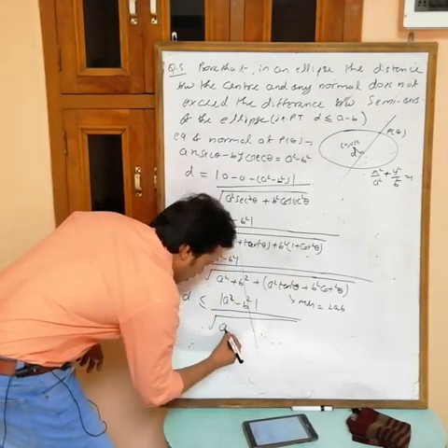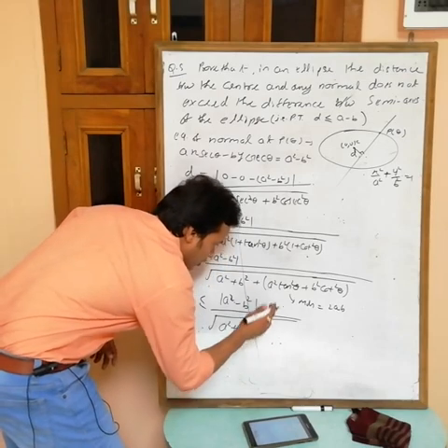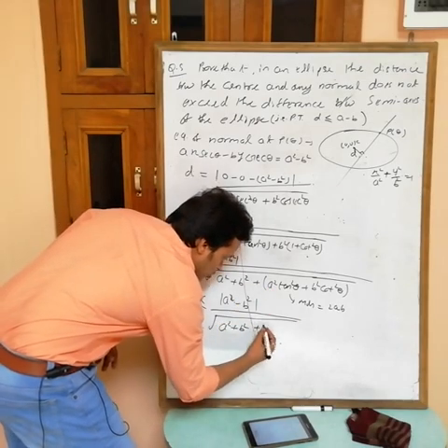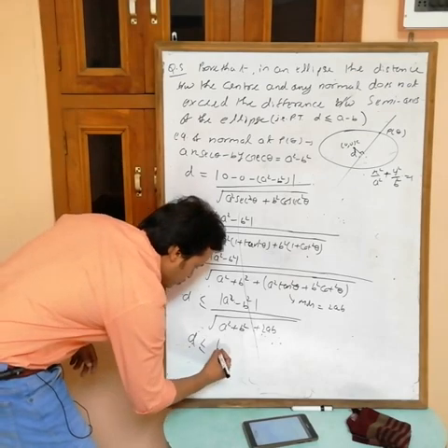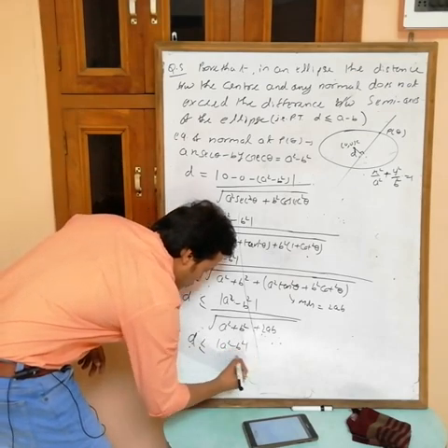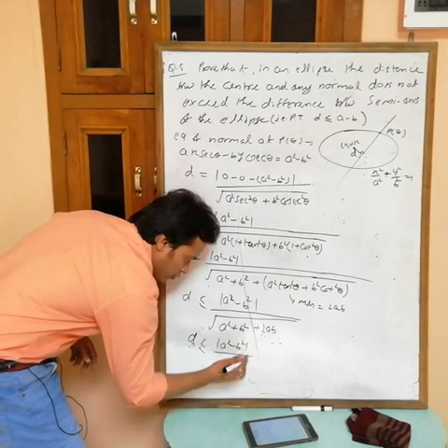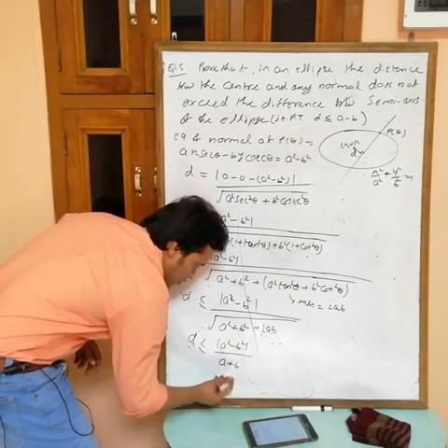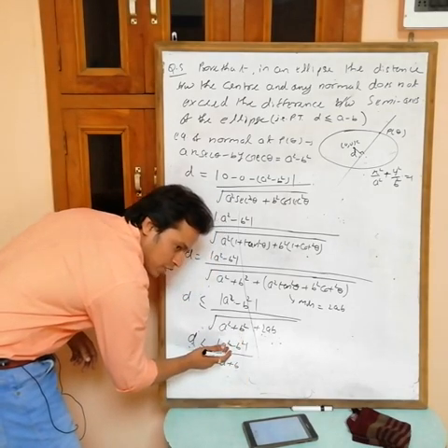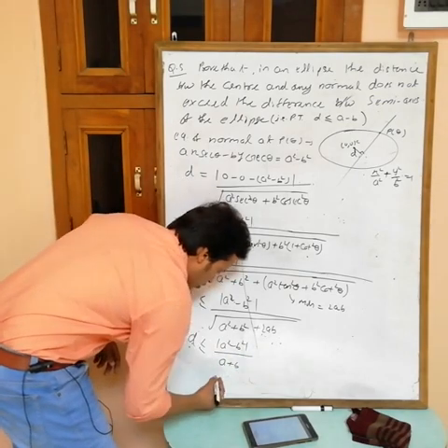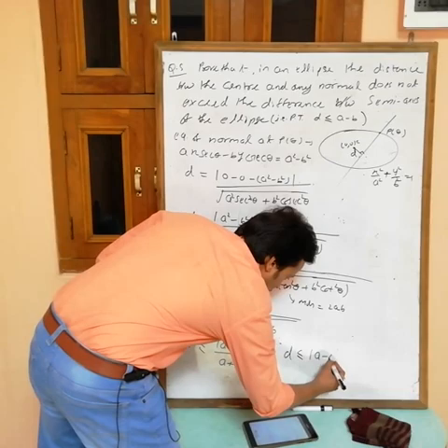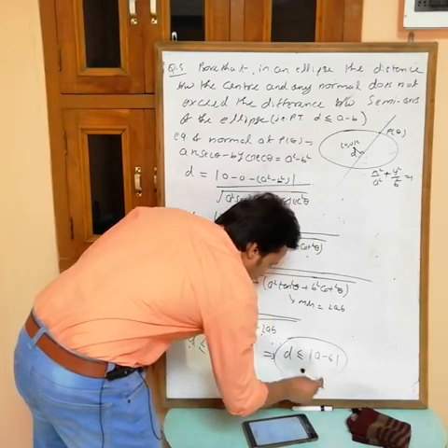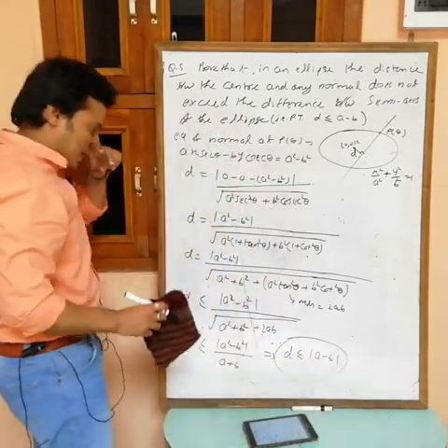So root a square plus b square, and the minimum value of this one is plus 2ab. Okay, d is always less than or equal to mod a square minus b square over root of a plus b whole square, so a square minus b square over a plus b, that is a minus b times a plus b over a plus b, and a plus b cancels out. So from this we are getting that d is less than or equal to mod a minus b, or simply a minus b. No problem.